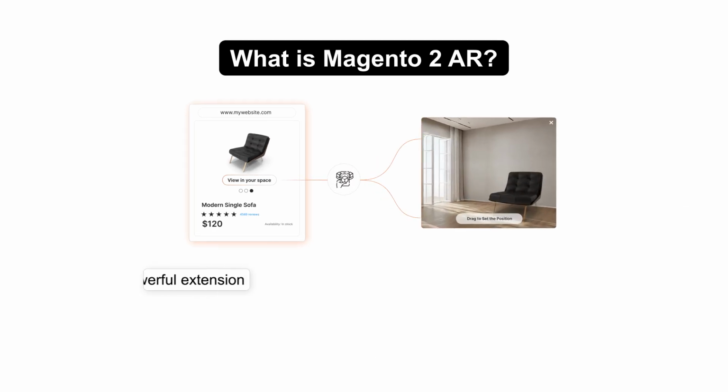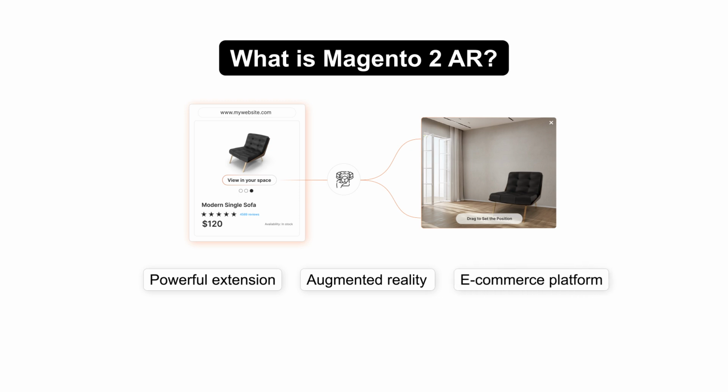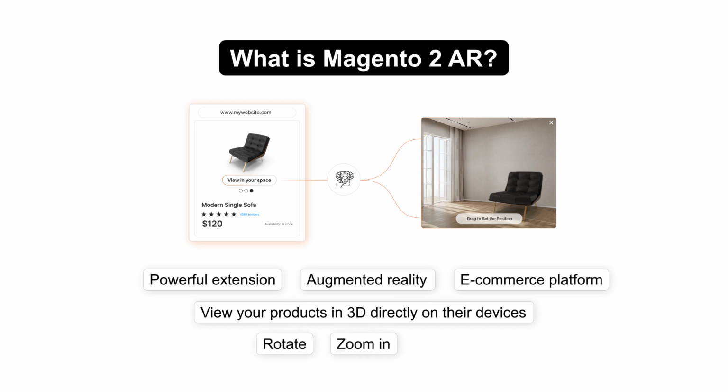bound to impress. Magento 2 AR is a powerful extension that brings the magic of augmented reality right to your e-commerce platform. Essentially, it allows customers to view your products in 3D directly on their devices. They can rotate, zoom in, and even visualize how the product looks in their environment.